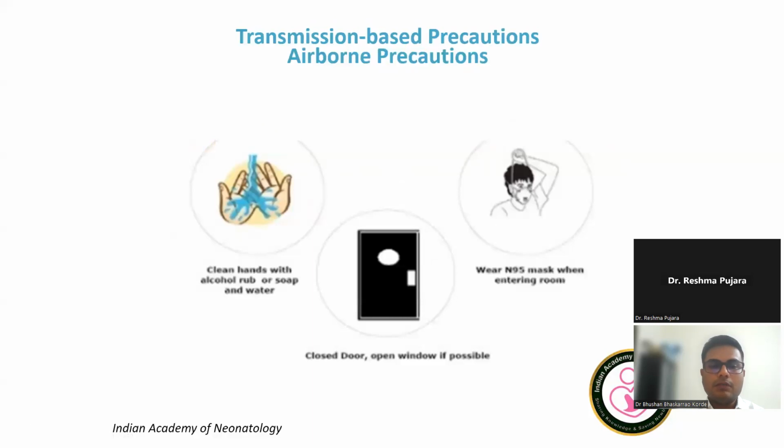For airborne infection, again, hand washing is important. You have to close the door. You should always create a barrier. There should not be a direct entry of air into the NICU. You can keep windows open if possible. And for airborne infection, you can wear an N95 mask. In the era of COVID, we all know what an N95 mask is.